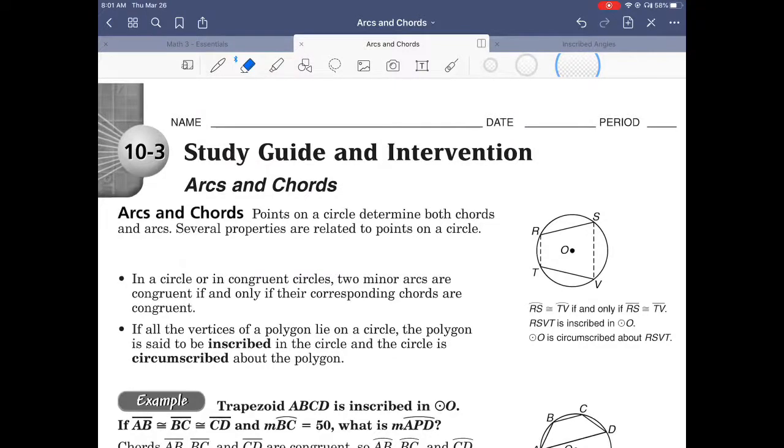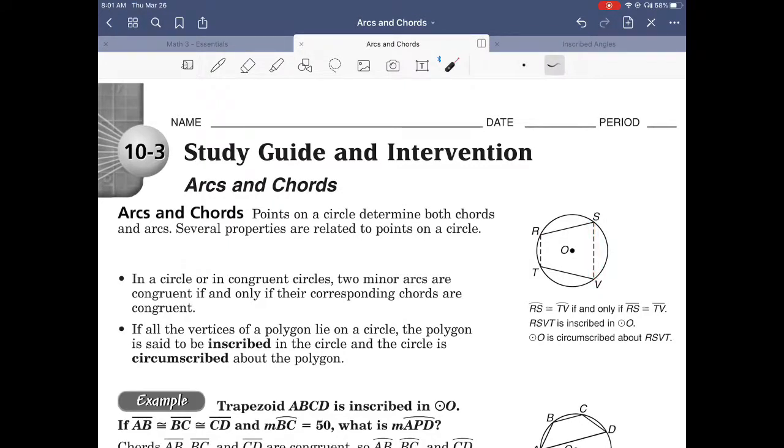Good morning, everybody. So today, the first video is going to talk about arcs and chords. So remember, a chord is a segment that goes from side to side of a circle. It does not have to go through the middle, but it can. So here I have 4 chords in this picture.